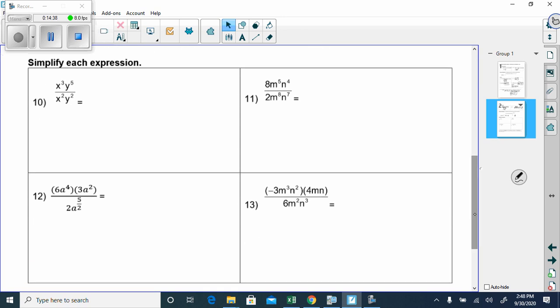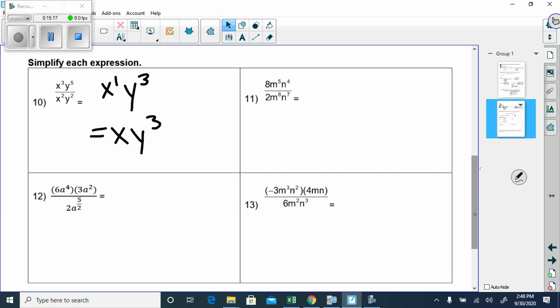Okay, number 10, I'm going to subtract. So for my x's, I have 3 minus 2, which leaves me with 1. And should I put it in the top or the bottom? Top. So I have x to the 1st in the top. All right, and then I've got 5 minus 2 for my y's. 3. And then does it go in top or bottom? Do I really have to put that 1? So I would just have x, y cubed.